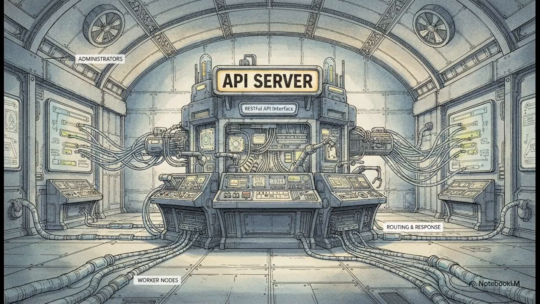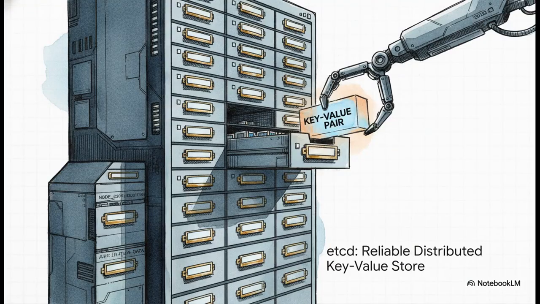First up is the API server. Think of this as the front desk that handles literally every interaction between the control plane and the rest of the cluster. If an admin wants to make a change, or if a worker node just needs to report its status, it all has to go through this front desk. It exposes a RESTful API, acting as that primary interface so clients can submit requests and interact with the system safely.